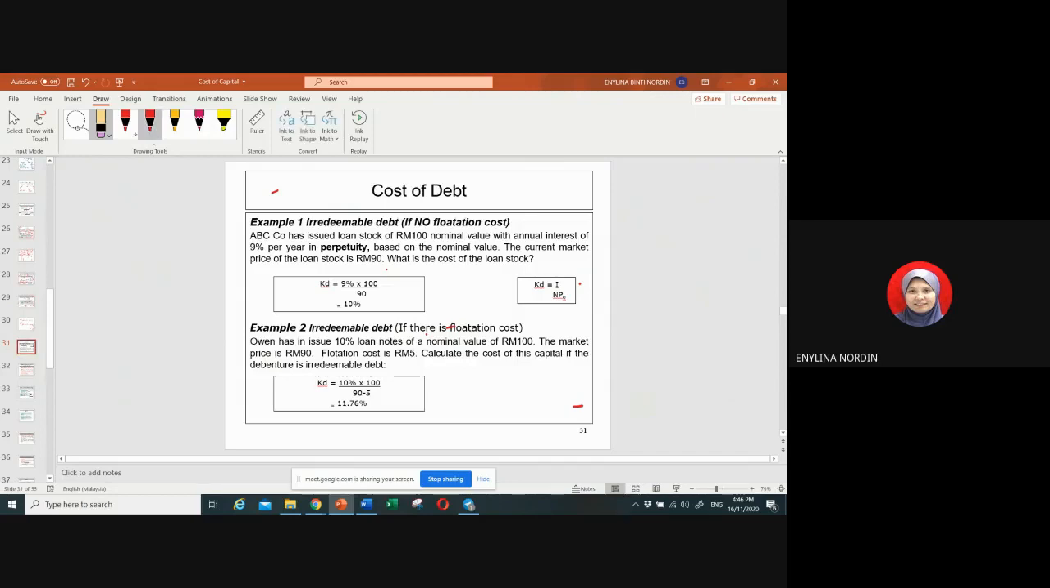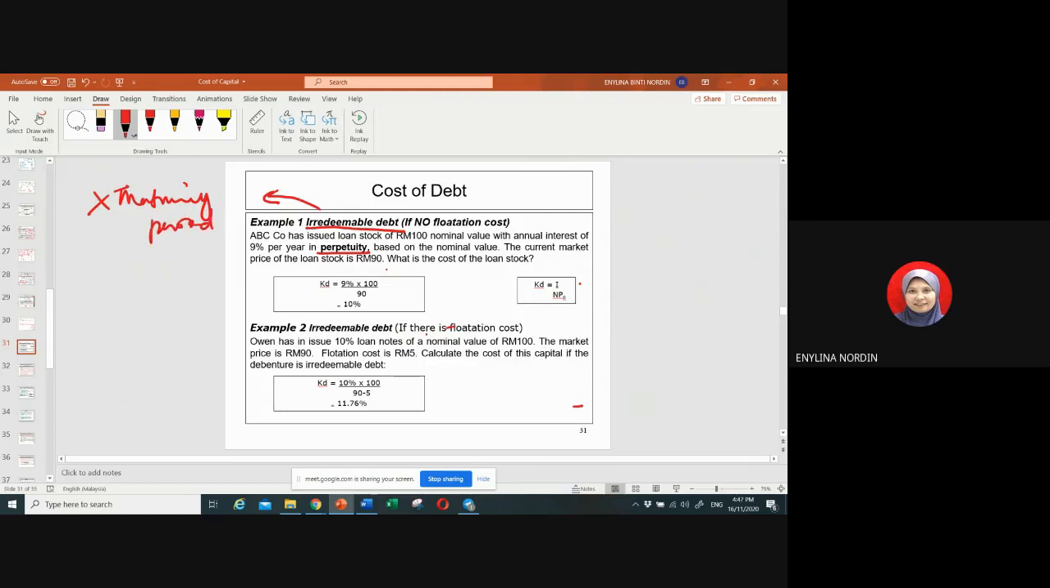So the keyword here is perpetuity. Sometimes it is expressed as indefinitely or infinity. So we know the definition of irredeemable debts already. This is the type of debt that does not have a maturity period.